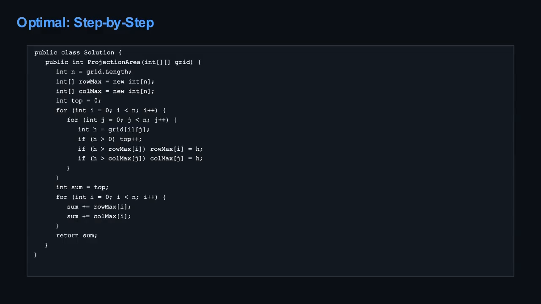Outer loop increments i to 1. Inner loop j equals 0. h equals grid[1][0] equals 3. h is greater than 0, so top becomes 3. Compare h with rowmax[1]: 3 is greater than 0, so rowmax[1] becomes 3. Compare h with colmax[0]: 3 is greater than 1, so colmax[0] becomes 3. State: top equals 3, rowmax is [2, 3], colmax is [3, 2].